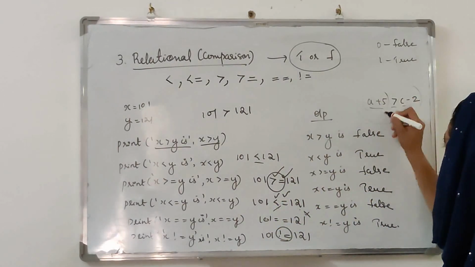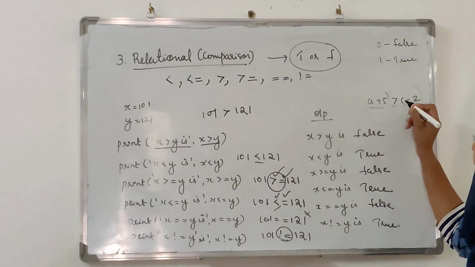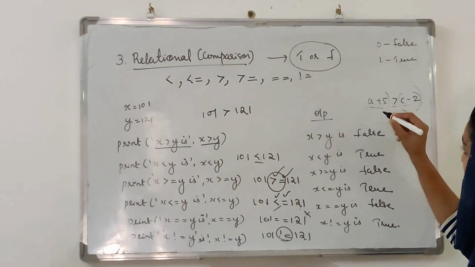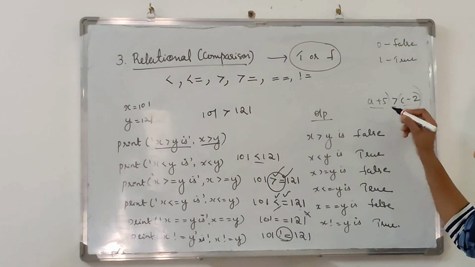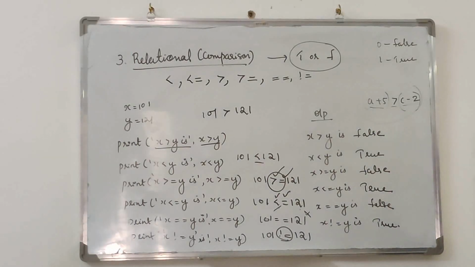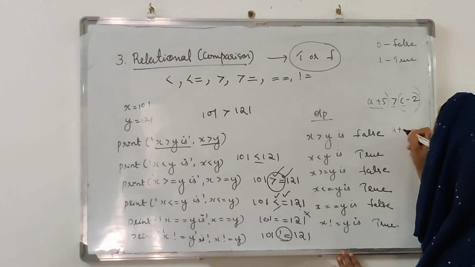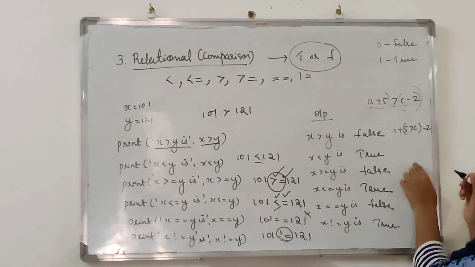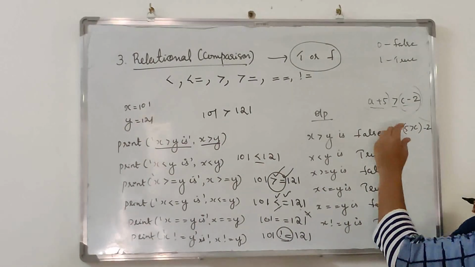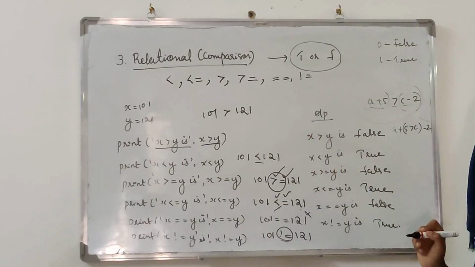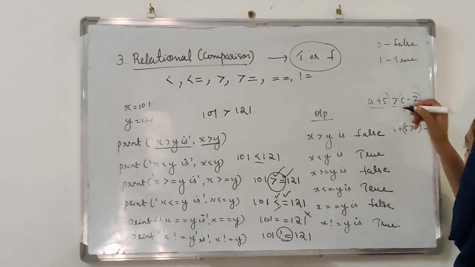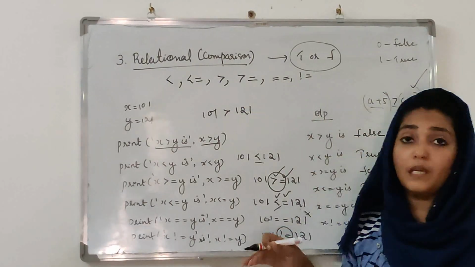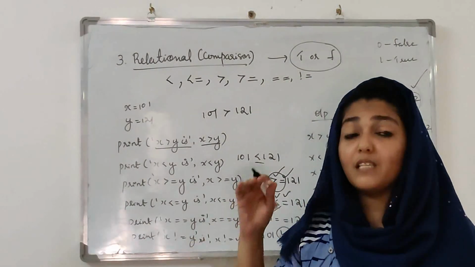So, what we do first, a plus 5 will be evaluated, c minus 2 will be evaluated. Then only we are checking whether a plus 5 is greater than c minus 2. And it is not like this, a plus 5 greater than c minus 2. This is not like this because the relational operators have a lower precedence than arithmetic operators. So this is correct. So this is our third type of binary operator, that is relational.